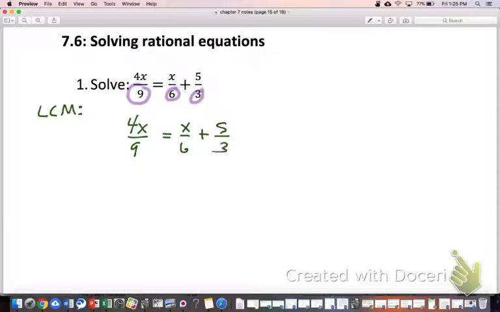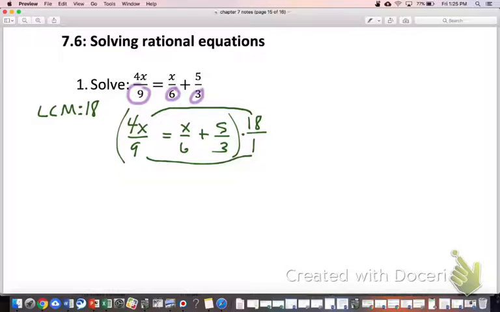What I'm going to do is take that least common multiple of 18, and I'm going to multiply every single term through by that. So I'll note that by just putting the whole thing in parentheses and putting times 18 over 1. So this should feel a lot like what we do with those complex fractions. Do you guys see the big distributive property coming up? So here we go. I'm going to take this 18 over 1, and I'm going to multiply it top and bottom by that term. So what is 4x times 18? 72x. What about 1 times 9?